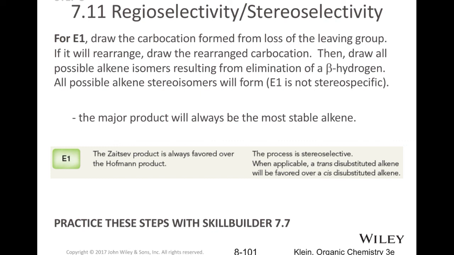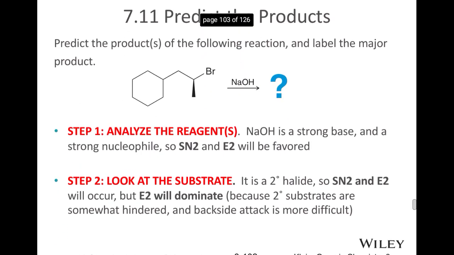All possible alkene stereoisomers are going to form. E1 is not stereospecific. The major product in the case of an E1 mechanism will always be the Zaitsev product. So the Zaitsev product is always going to be favored over the Hoffman product when we're dealing with E1 reactions. So just to wrap this section up, let's look at a problem.